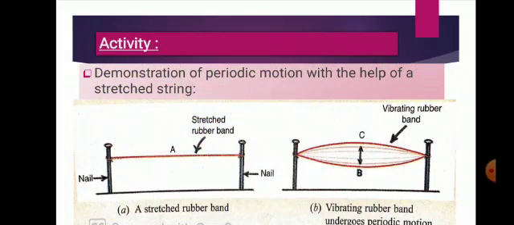Now, let us pluck this stretched rubber band at its center with a finger. The stretched rubber band will start vibrating back and forth between the positions B and C. See in figure B, the vibrating rubber band undergoes periodic motion. Every vibration of a stretched rubber band, that is when it moves from B to C and back to B, takes exactly the same time. So the vibrations of a stretched string, that is a rubber band or sitar or guitar, are examples of periodic motion.